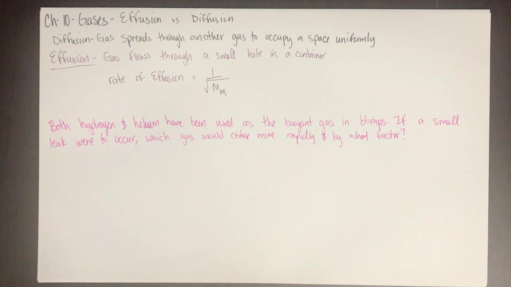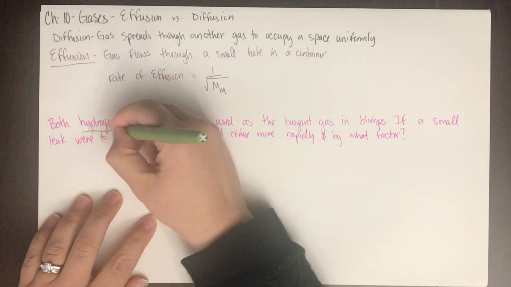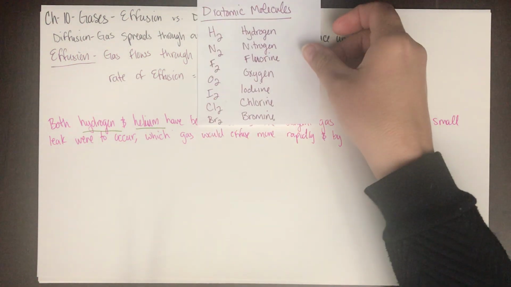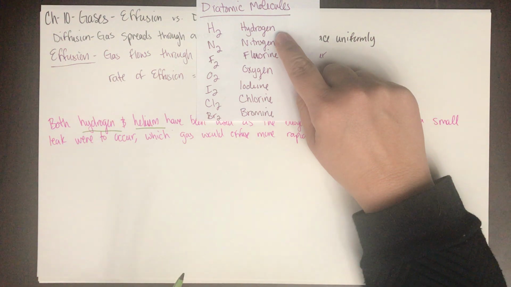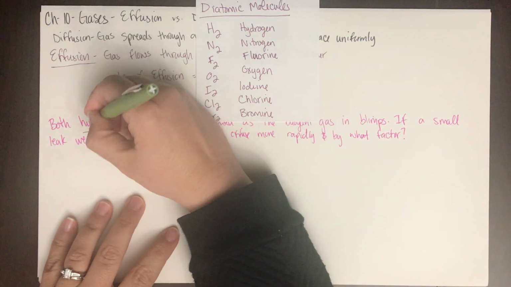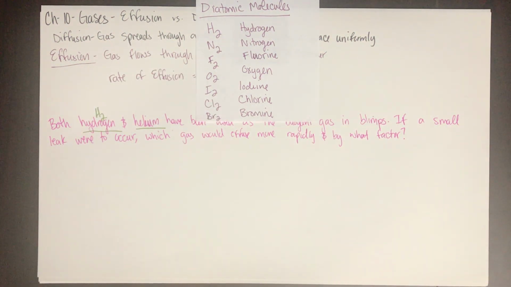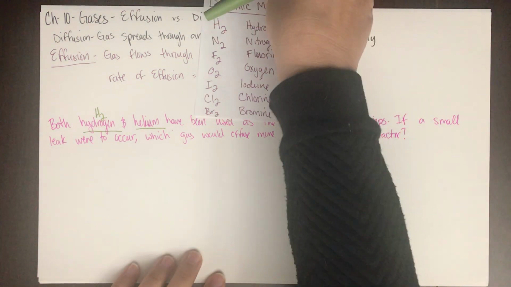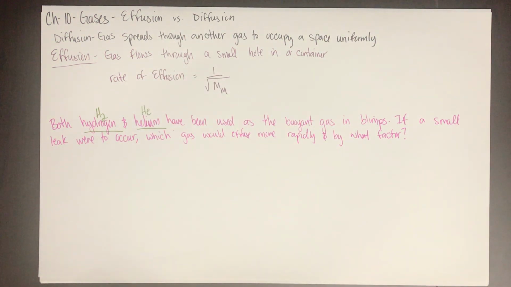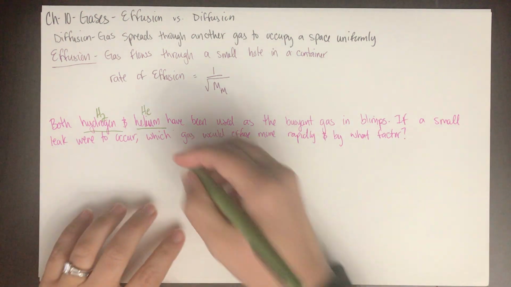So let's see how we can solve this. We are essentially comparing the rate of effusion of hydrogen to the rate of effusion of helium. Again, it's really important that you remember the diatomic molecules. Hydrogen is a diatomic molecule, H2. So when you see hydrogen written in this problem, you need to think H2. If you just write H, you will have the wrong molar mass and the problem will be wrong. Helium is not one of the diatomic molecules. It is He.